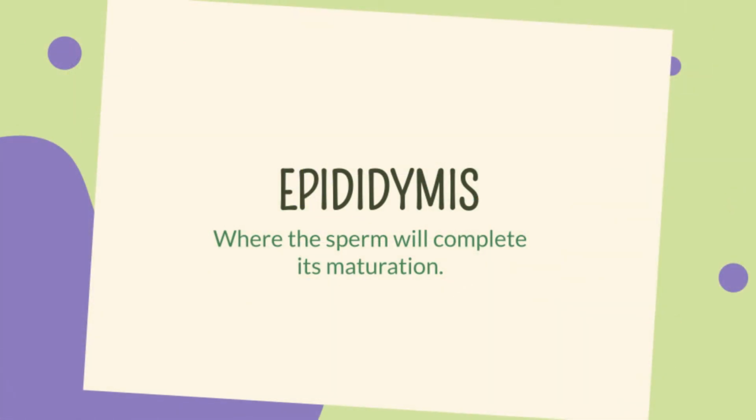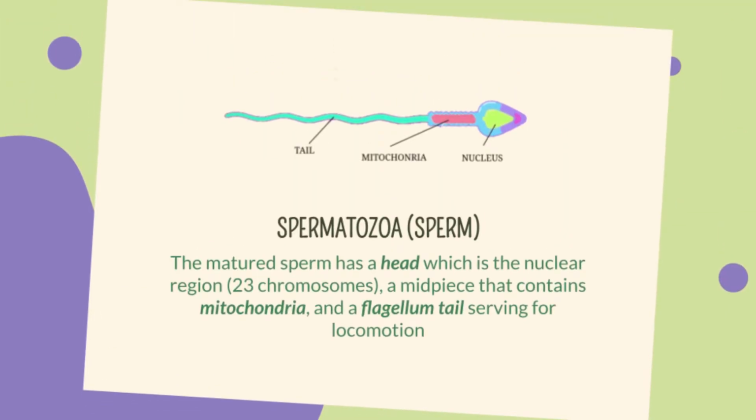And even though the sperm has not gained its motility and fertilizing ability inside the testis, it will complete its maturation in the epididymis. The matured sperm has a head, which is the nuclear region, with its tip covered by an acrosome helping the sperm penetrate the female ovum, a midpiece that contains mitochondria as the energy factory, and a flagellum tail serving for locomotion. And that is how the sperm is produced.